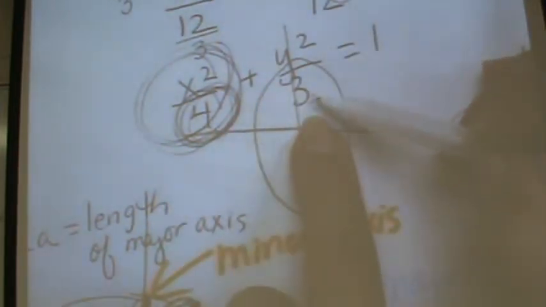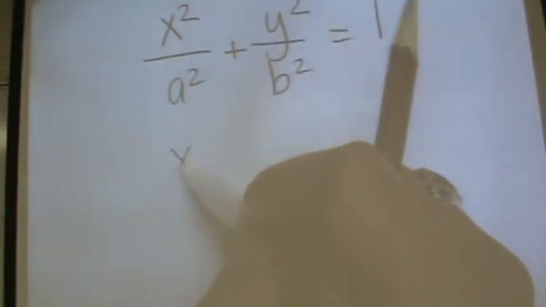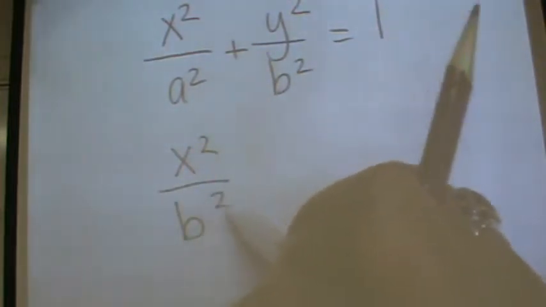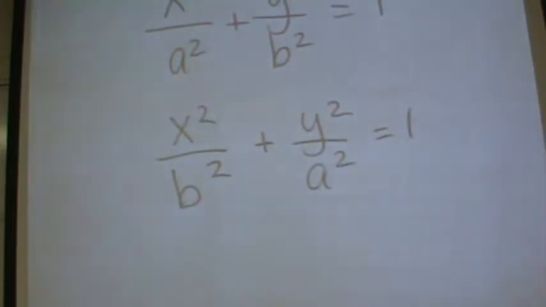Now, if these two were switched around, if the 4 was here and the 3 was here, the A value is still going to be 2. A is always the bigger of the two numbers, but where it's positioned is where it's going to be hugging or longer on that axis. So, the two different orientations of an ellipse are going to look like this. Where A is the bigger of the two.